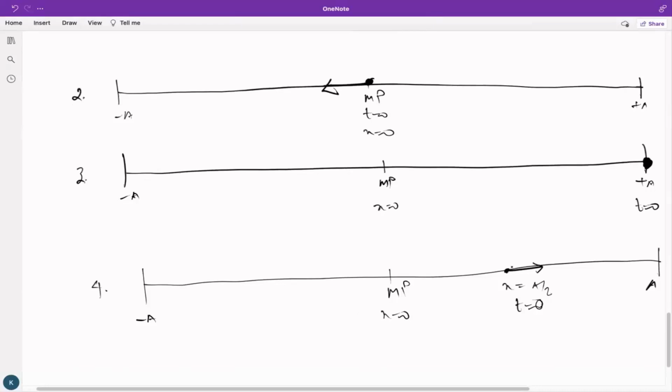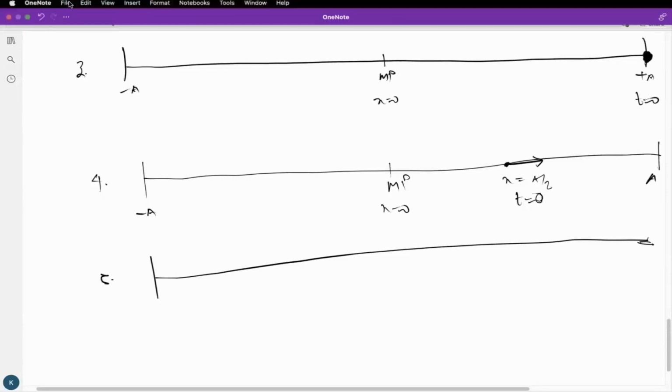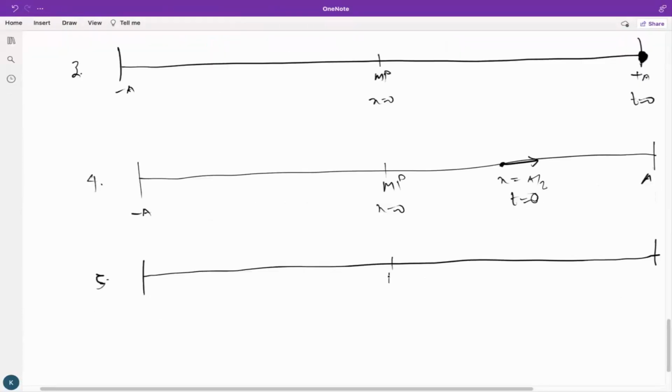Okay, now let's take the next question. Fifth. Let me take it in a good way. So this is our mean position. x is equal to 0. And at this time, our particle is here somewhere, at minus a root 3 by 2, and t is equal to 0. So you have to write each and every state of motion equation, right?